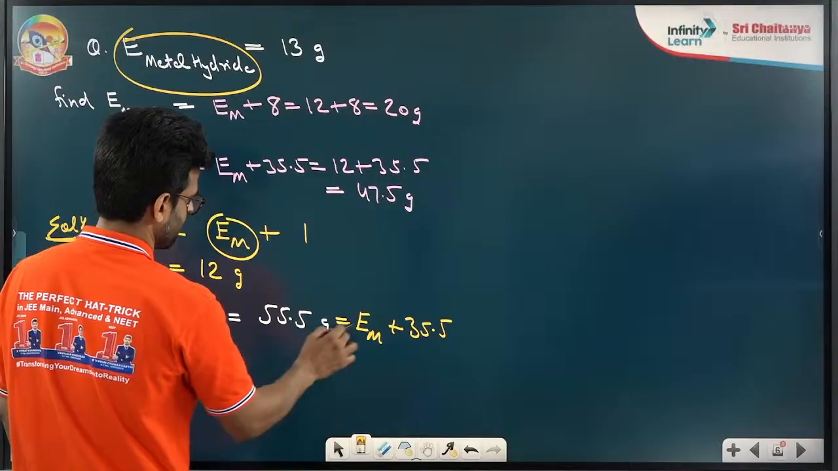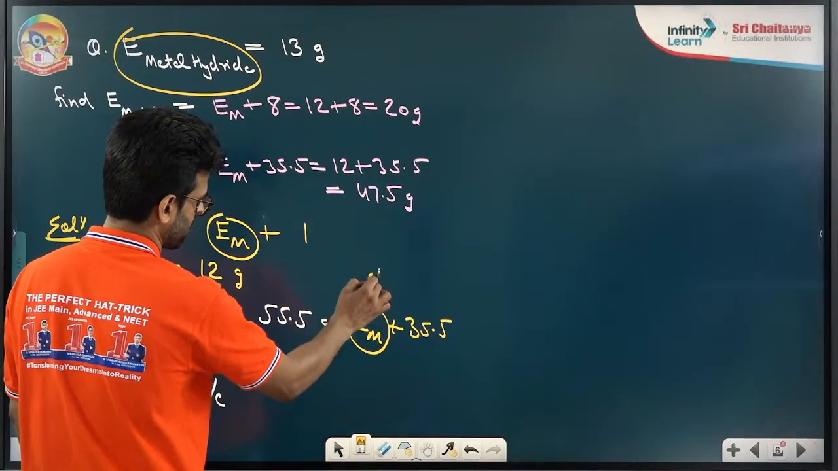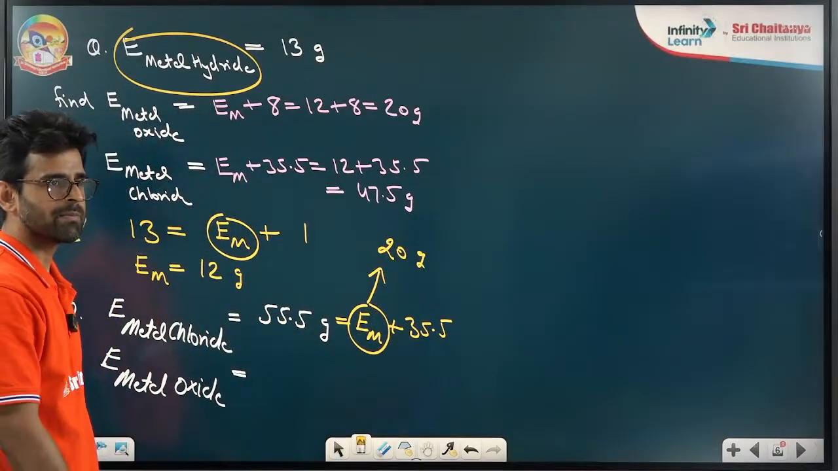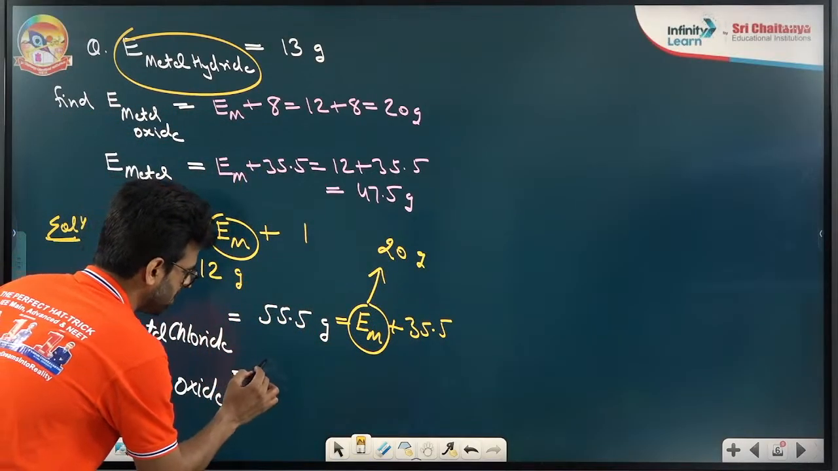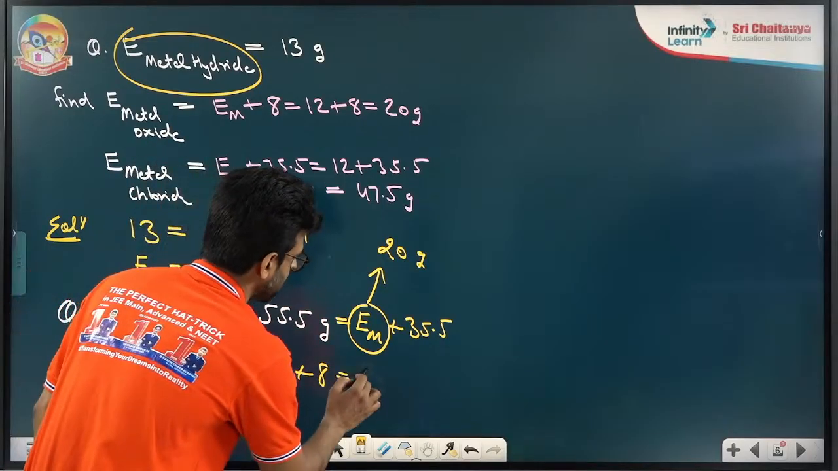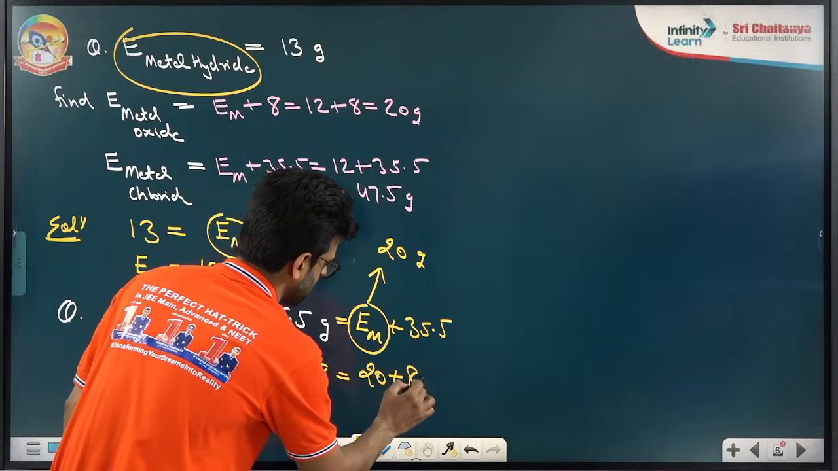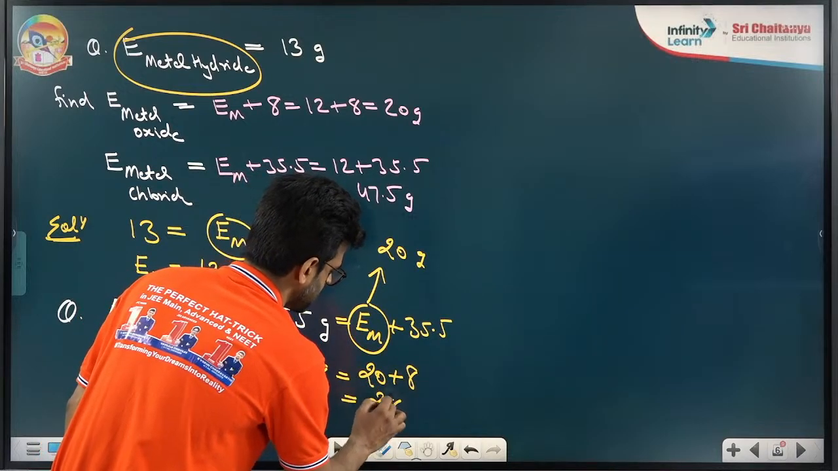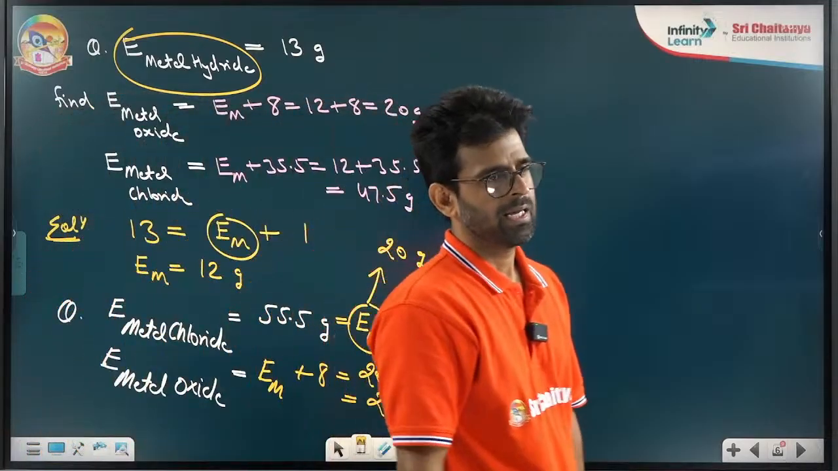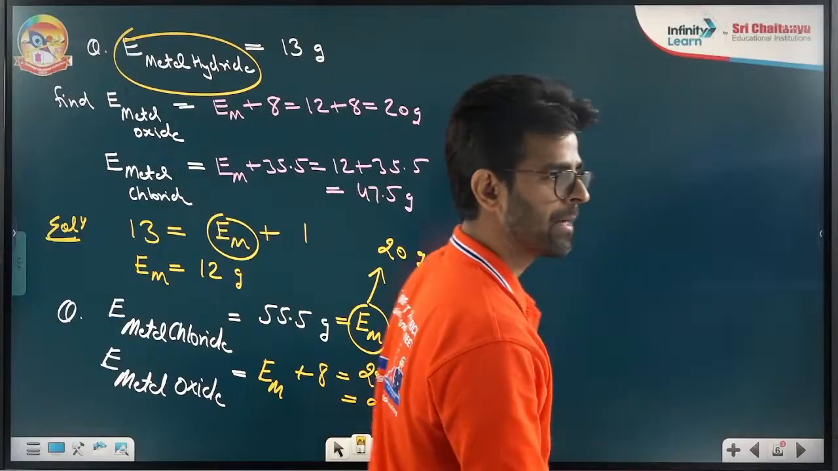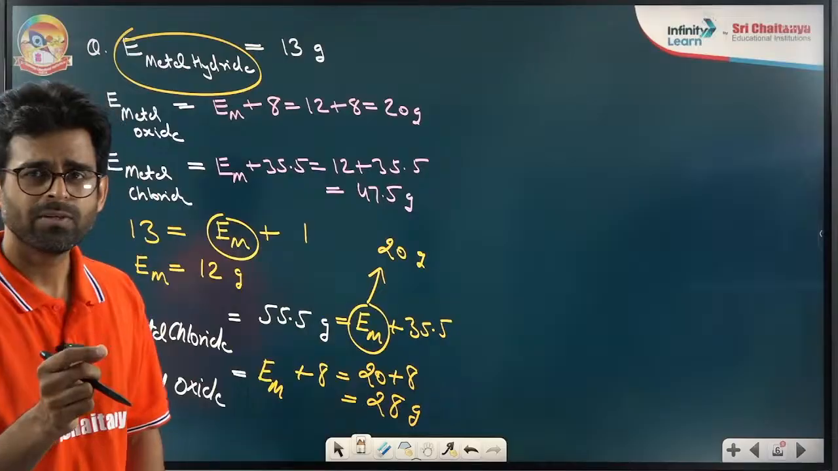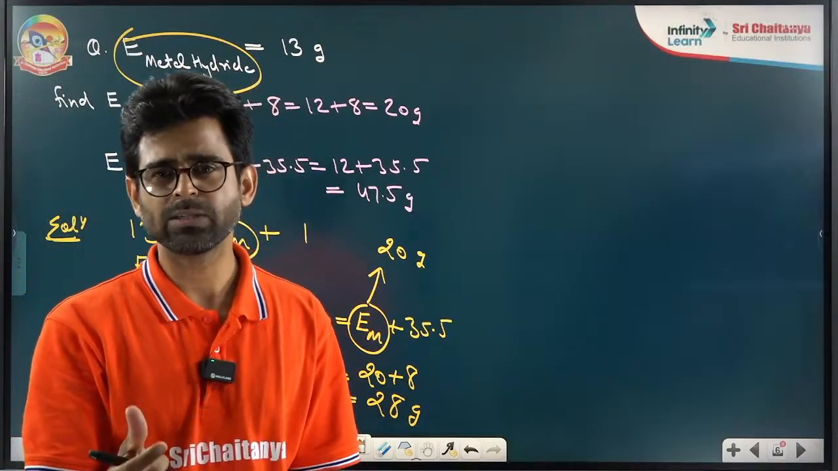What is coming, beta? From here, what is EM coming? If you find EM, coming how much? 20. EM is coming 20. Now, for metal oxide, we know that it is what? EM plus 8 for metal oxide. EM how much? 20 plus oxygen how much? 8, so 28 gram. It's coming 28 gram. Fine.